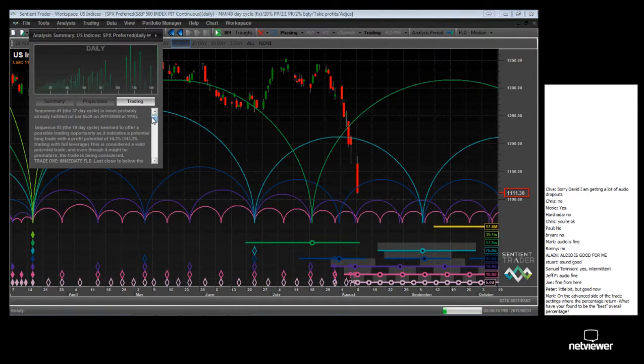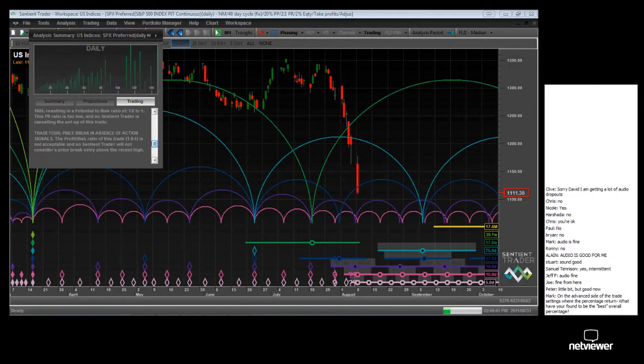So I have just performed an analysis and let's see what the software says about the current trading. You go to View, Show, Analysis Summary Panel, and go to the Trading tab, and you will notice that it says here, let's see, it says all kinds of information, which I won't read out.